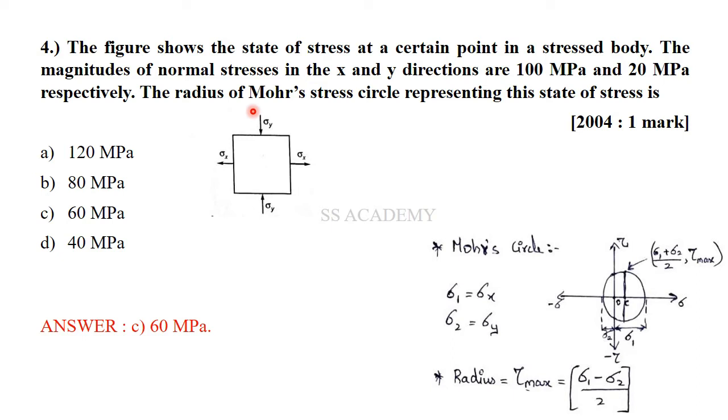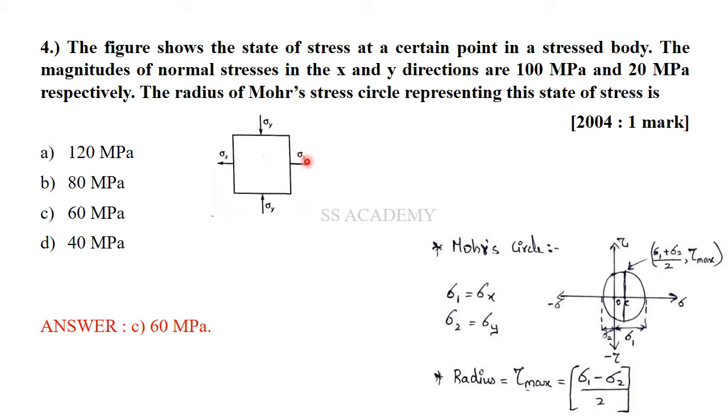Okay, they have asked the radius of the Mohr stress circle representing this state of stress. It is a 2004 1 mark question, simple 1 mark. So the Mohr circle drawn from the given data is as follows. Since sigma x is greater than sigma y, and there is no shear stress acting, sigma x and sigma y come out to be the principal stresses.